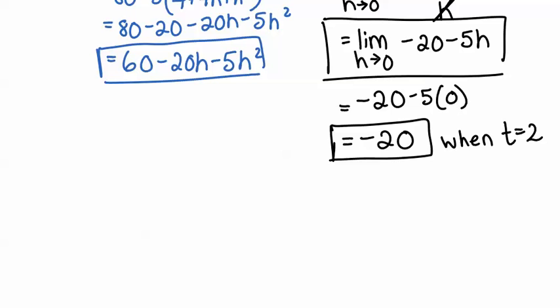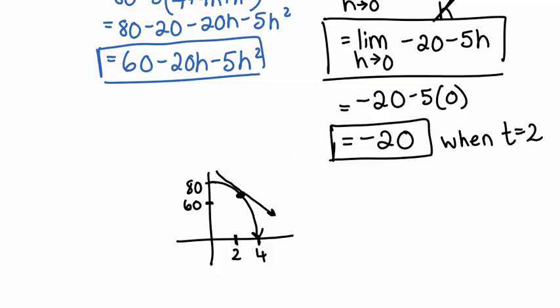So that just tells me my pebble that started off at 80 meters high and landed on the ground at 4 seconds, I know at 2 seconds, which is 60 on the graph, I know that the slope right at that point, the slope of this tangent line, would be equal to negative 20 meters per second. So that's how fast my stone is falling.